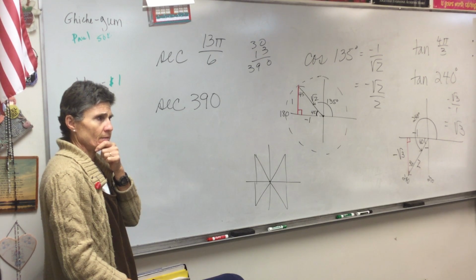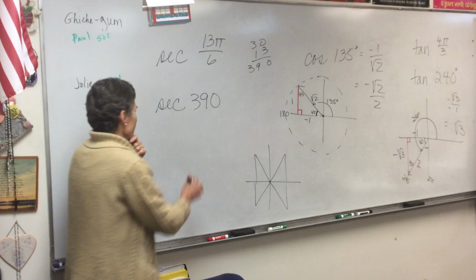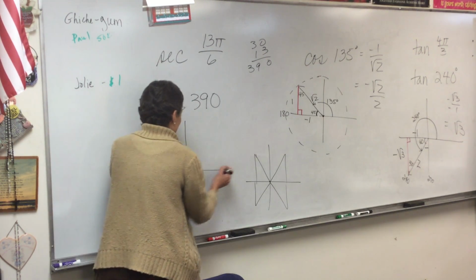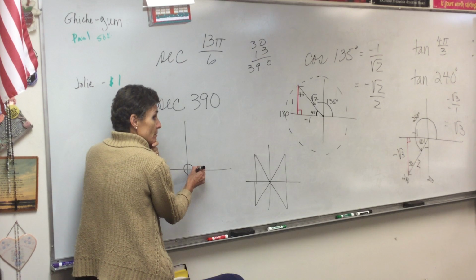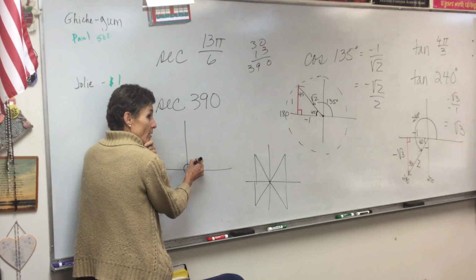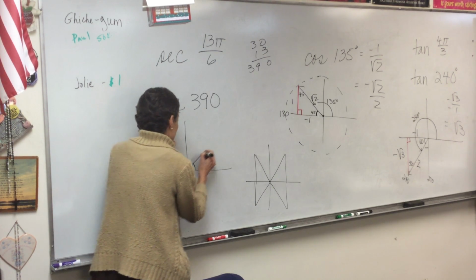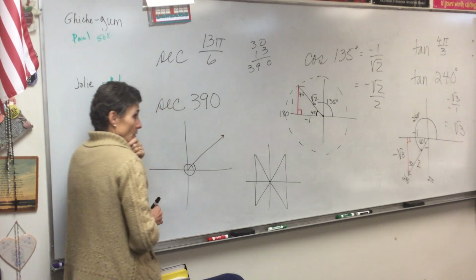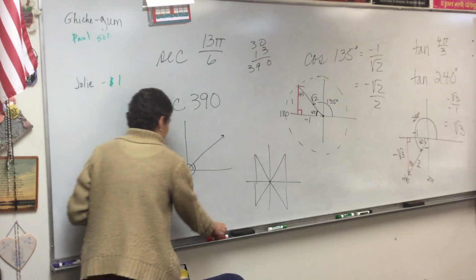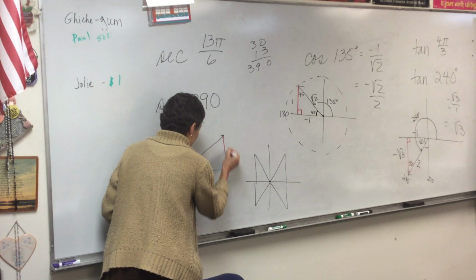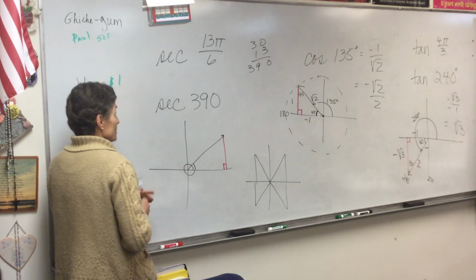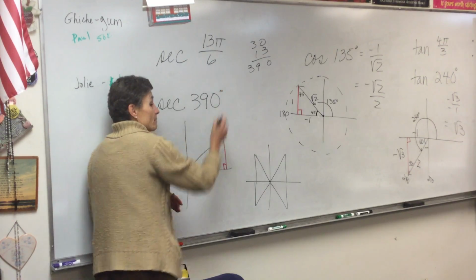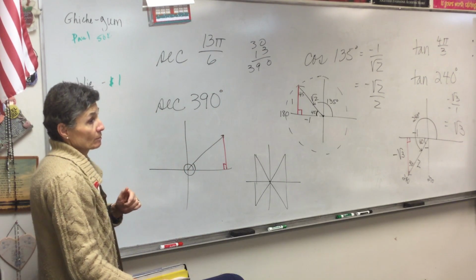What about 390? Okay, I'm going to draw it anyway, but I'm going to recognize that I'm going to go all the way around and a little bit more. So there's a picture of my angle. I'm going to drop my perpendicular. Remember, revolution is 360. So if I'm going 390, I'm going more than a revolution.